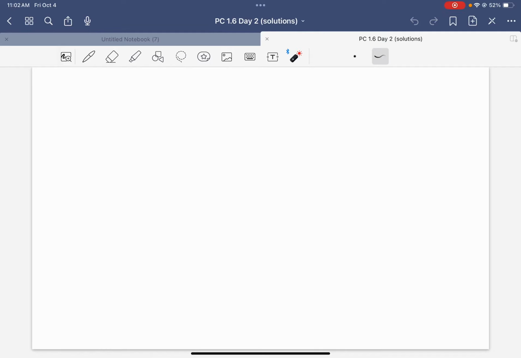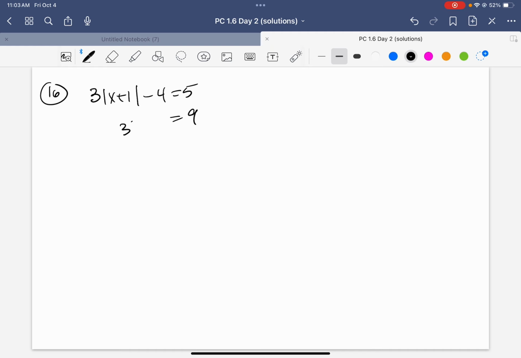Okay, let's look at 1.6 day 2. I need to start off with number 16. So for number 16, it says solve. I've got 3 absolute x plus 1 minus 4 equals 5. So I add 4, and then I divide by 3.